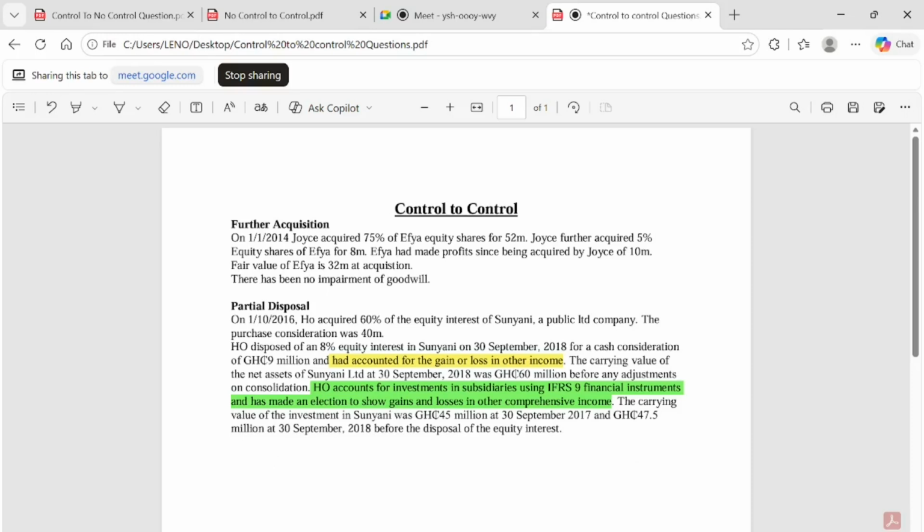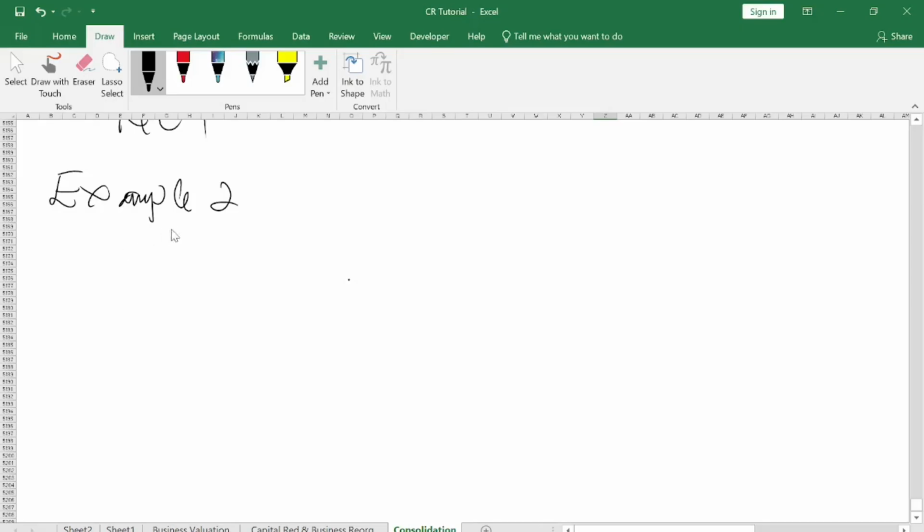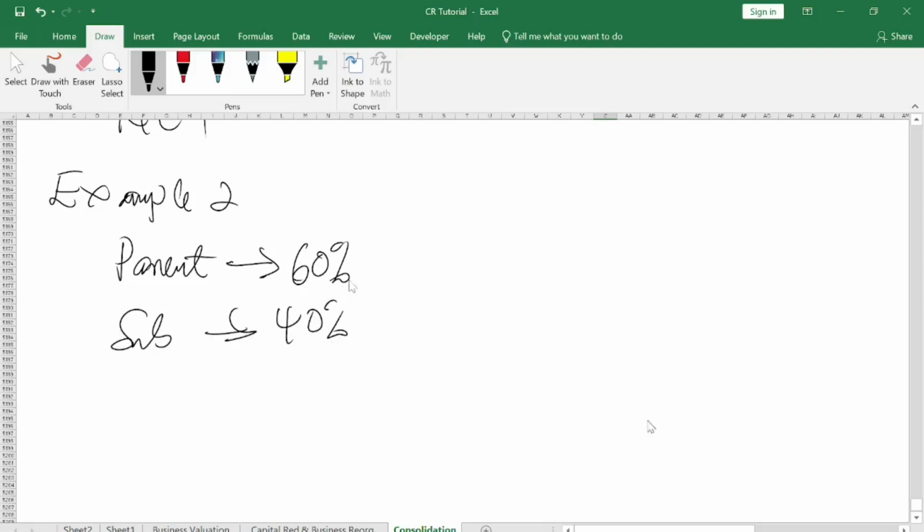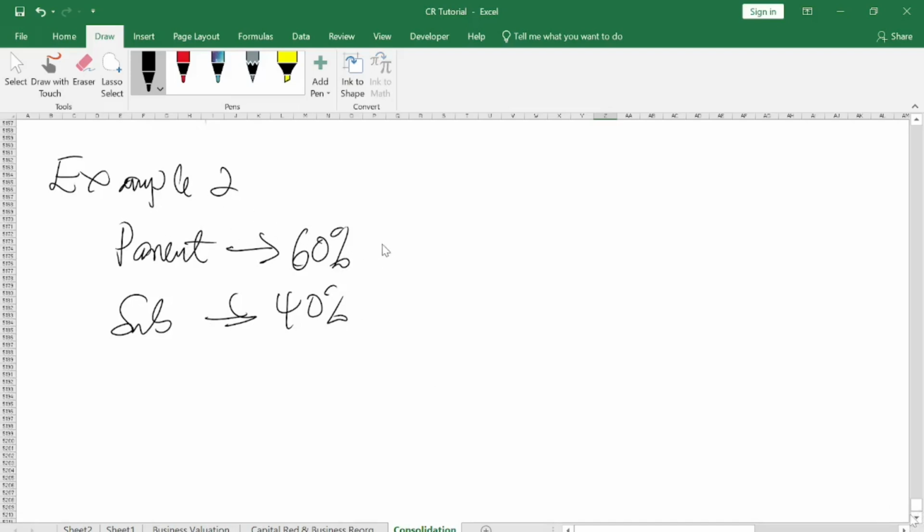And the carrying amount of the investment in Sunyani was 45 million at 30th September 2018. And then the value of the asset is now 47.5 million at 30th September 2018, before the disposal of equity shares. The parent has 60% equity in a subsidiary. So if the company has 60% in the subsidiary, then we assume the other is 40. When the company bought the subsidiary, they bought it at 40 million. That's what they mean.